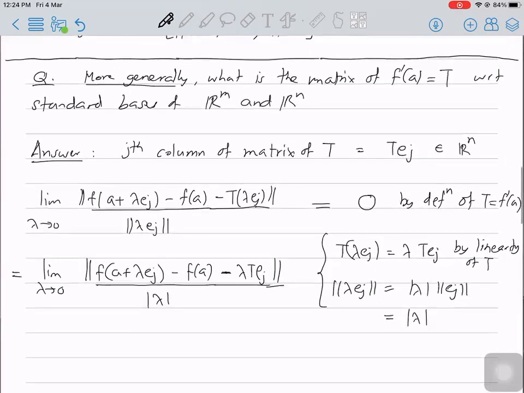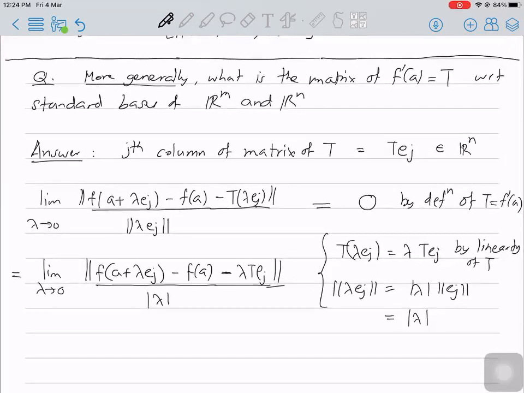We can just distribute the denominator inside the norm. Okay, let's distribute the denominator. But if I want to distribute the denominator, then I have to use the continuity of the norm and take the limit inside. Because this is a real number, I can simply do that.